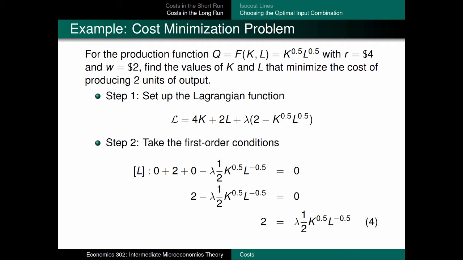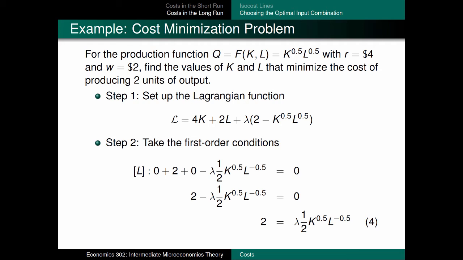The rental rate of capital is $4 and the wage is $2. Our total cost function is R times K plus W times L. Plugging in $4 for R and $2 for W, we get that the Lagrangian function is 4 times K plus 2 times L plus lambda times (2 minus K^(1/2) times L^(1/2)), where the 2 that gets multiplied by lambda is given as the target quantity amount Q0.